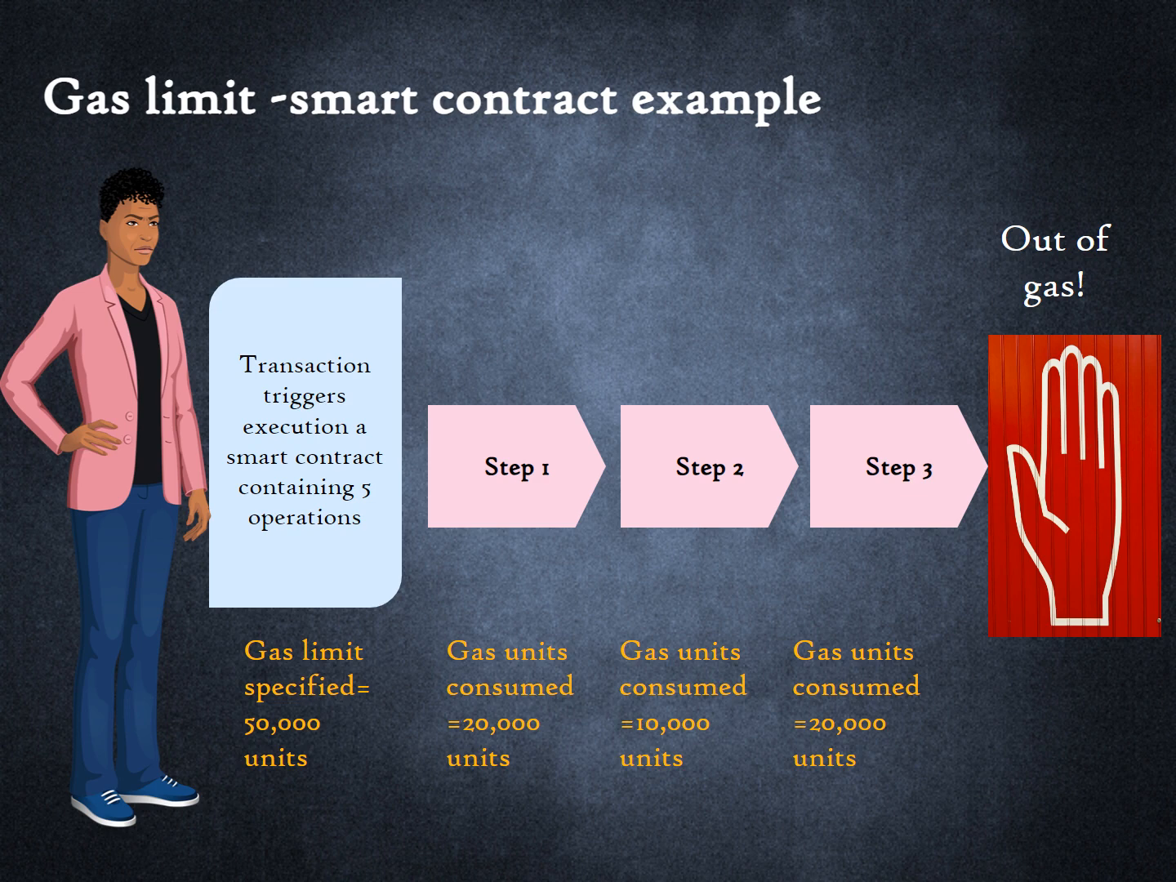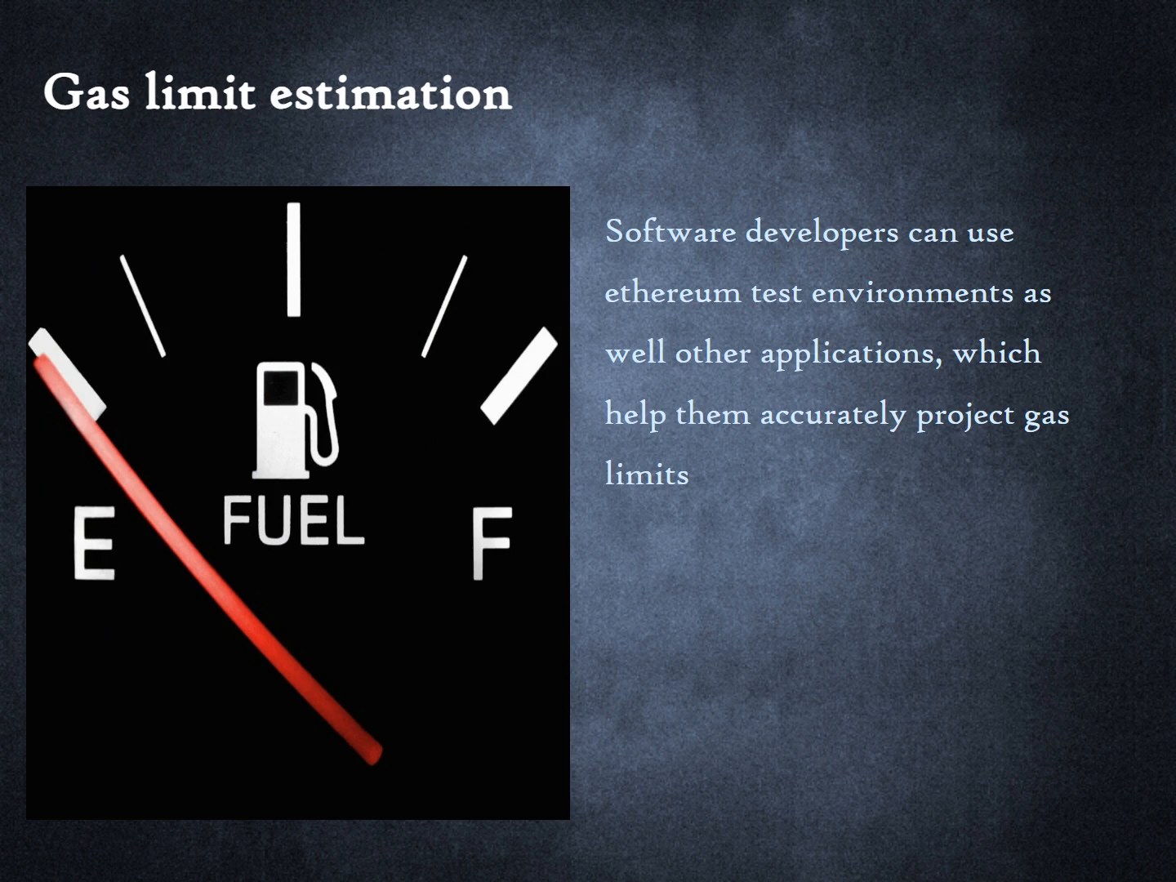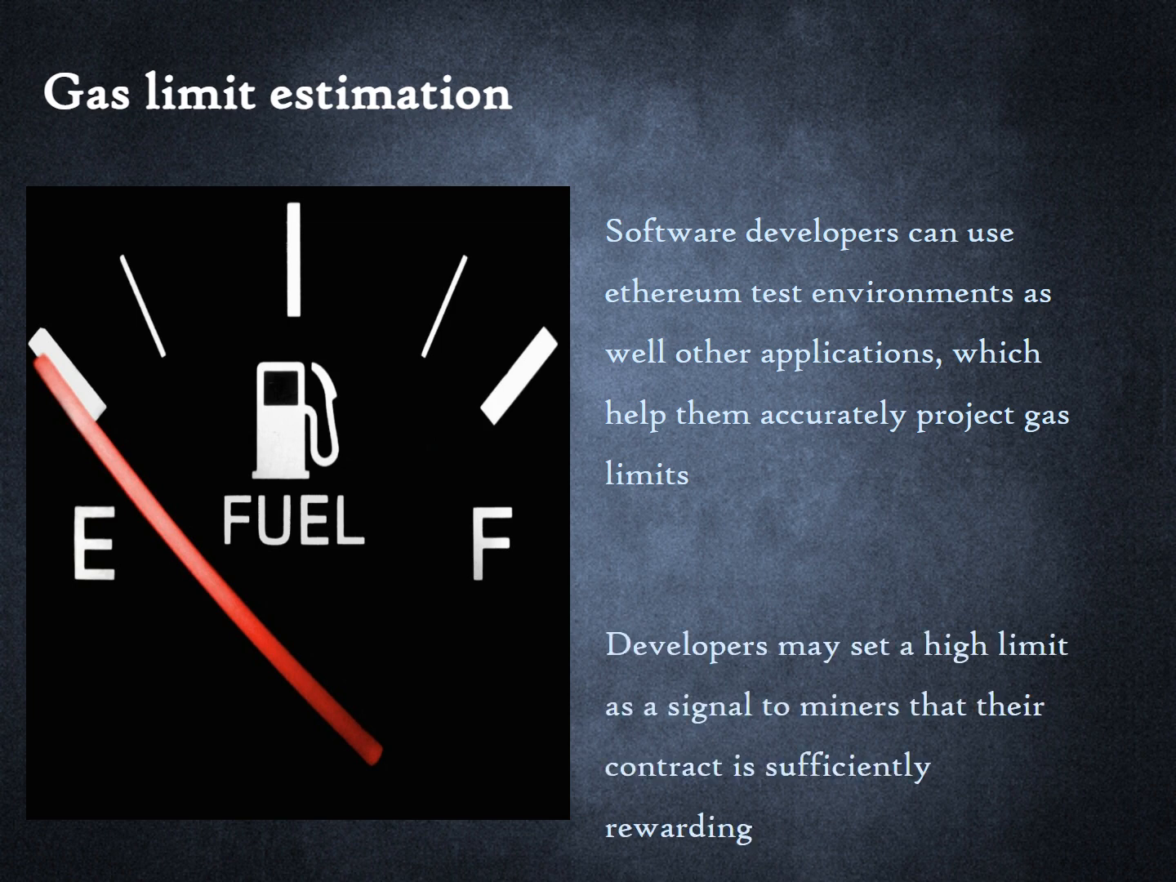This is a loss to the transaction initiator because the contract didn't run, but she had to pay the fees anyway. To help prevent these issues, software developers can use Ethereum test environments as well as other applications, which help them accurately project gas limits. If they set a higher gas limit than what was utilized, they would eventually receive a refund. Developers may set a high limit as a signal to miners that their contract is sufficiently rewarding.